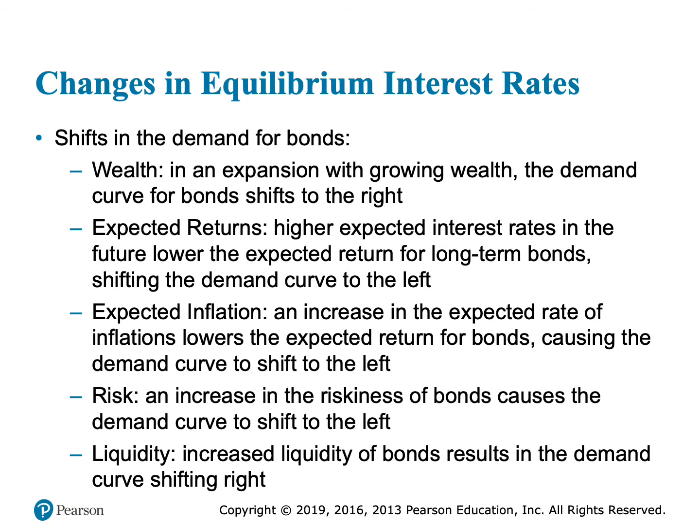And we'll get into that in more detail as we move forward, certainly in your homework. So what are the things that cause shifts in bond demand? You know them already, basically. Wealth. In an economic expansion of growing wealth, the demand for bonds is going to shift to the right, a higher appetite for bonds. Expected returns. Higher expected interest rates in the future lower the expected return for long-term bonds, shifting the demand curve to the left, right? So here we're thinking about expected returns, right?